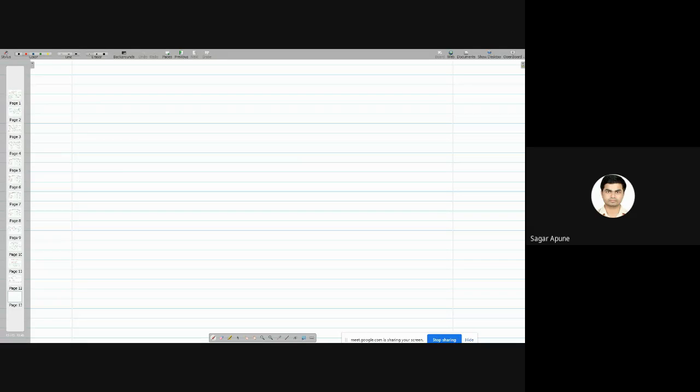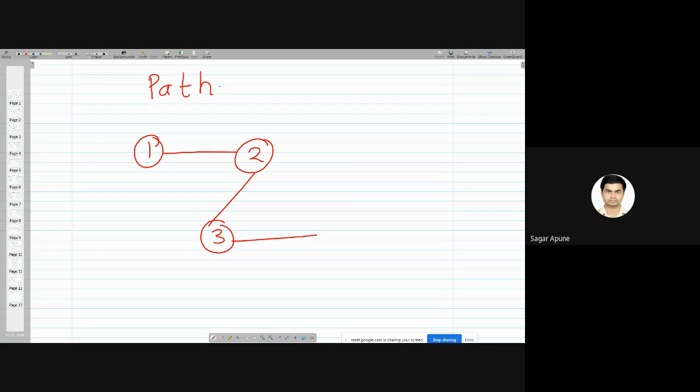Next terminology is path. Suppose I have four vertices, named 1, 2, 3, 4. We can read our path like this, similar to your tree: 1 dash 2 dash 3 dash 4. So we can reach the last node by visiting all the nodes. So this is your path.